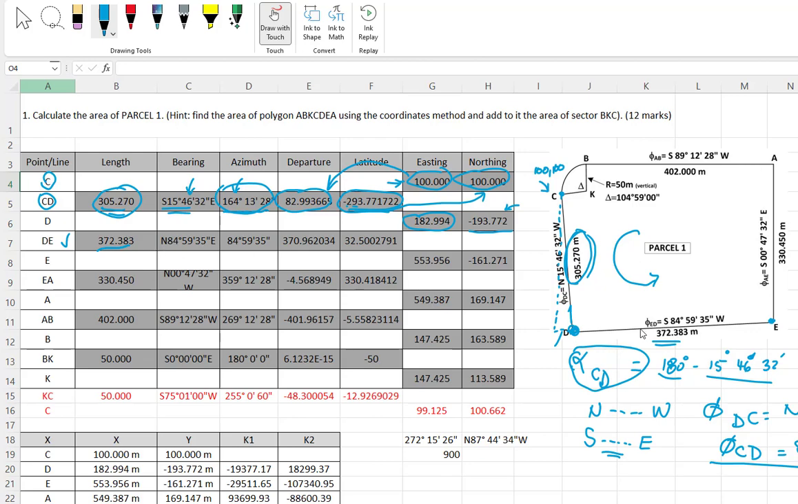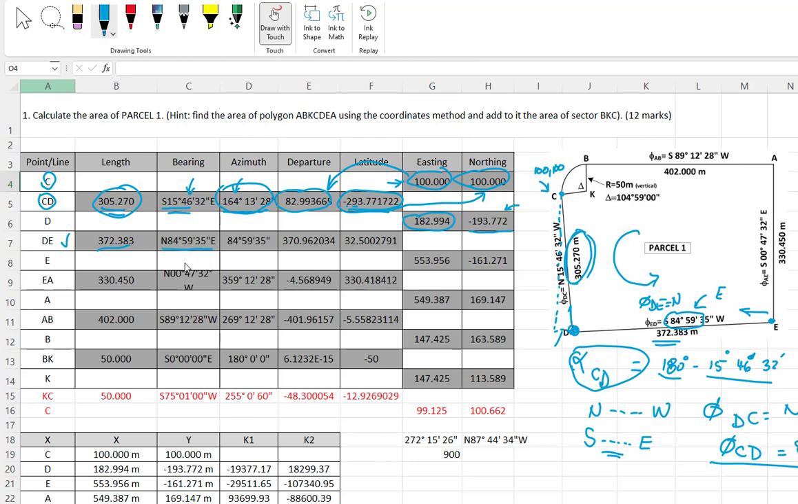What is the bearing? The bearing is from, it's phi ED. So it's from this direction to this direction. So first we want to find phi DE, which is, instead of south, it will be north. And the angle is still the same. And here it is E. So we will have north and east with the same angle.